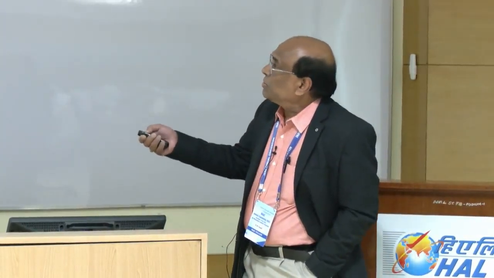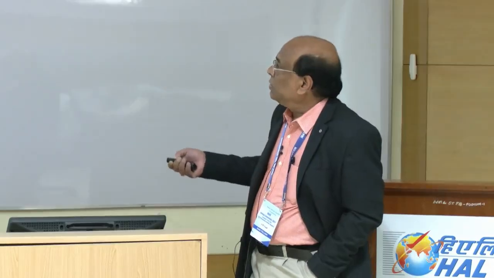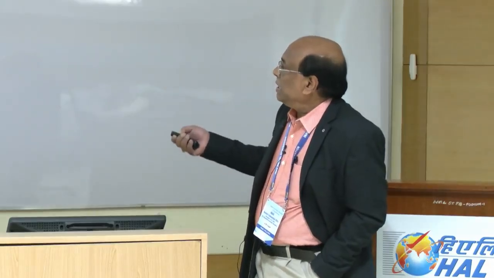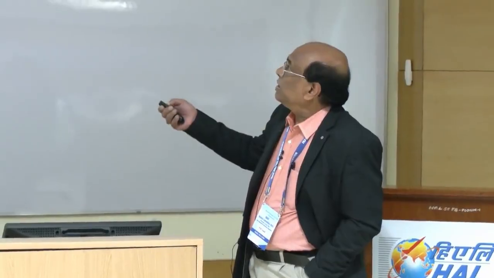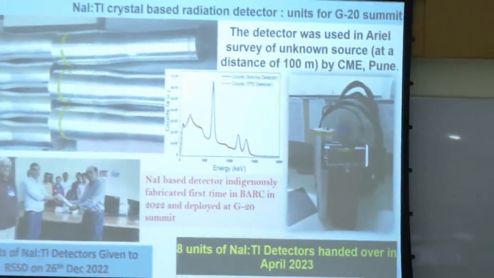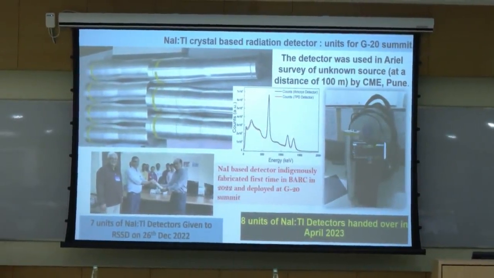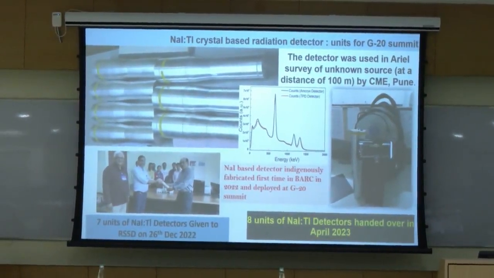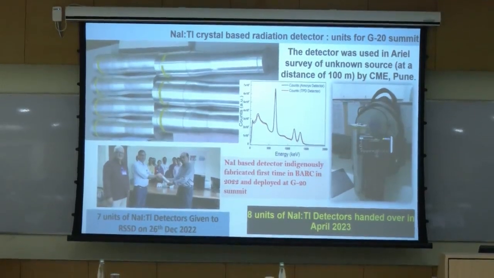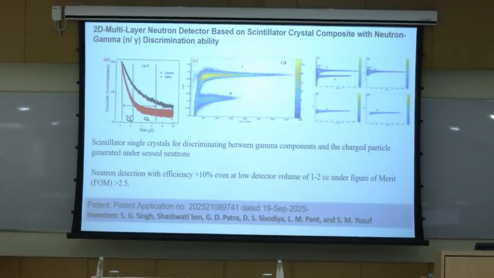We have also developed this sodium iodide based detector in BARC, and those detectors are used in a backpack, in a compact device. In fact, in the G20 summit, all these detectors were used to conduct a survey, without telling others, of whether any kind of radioactive material was present during our G20 summit. So this is a direct application, and we did this work in 2022-23, handed over the detectors and made it.